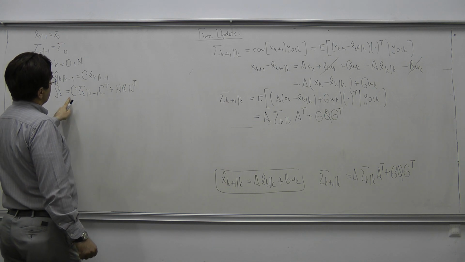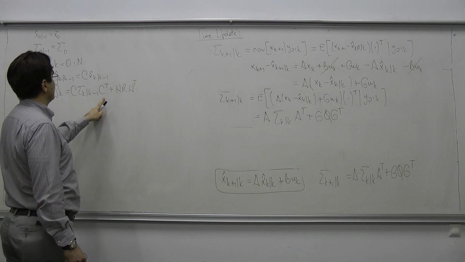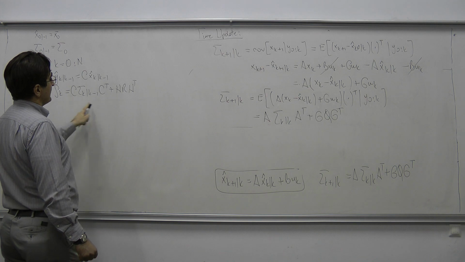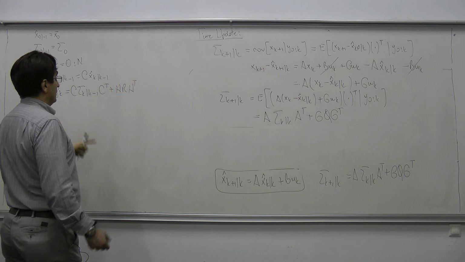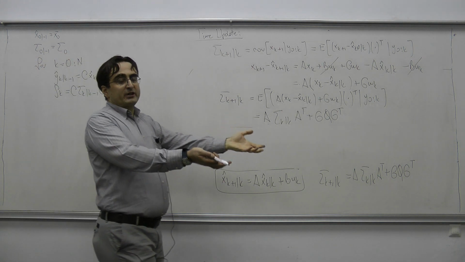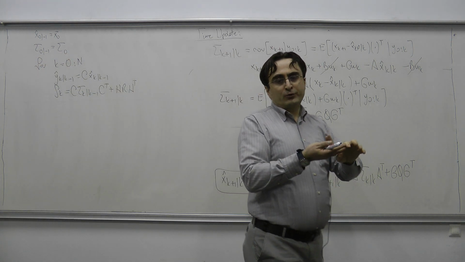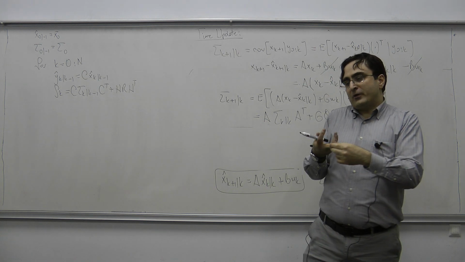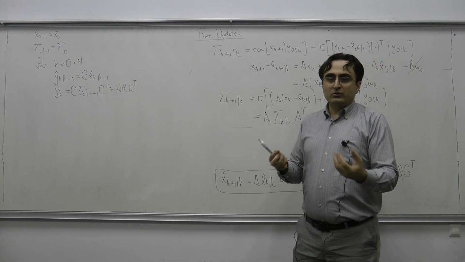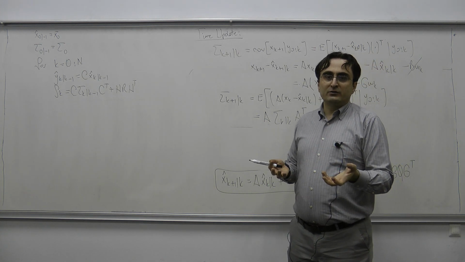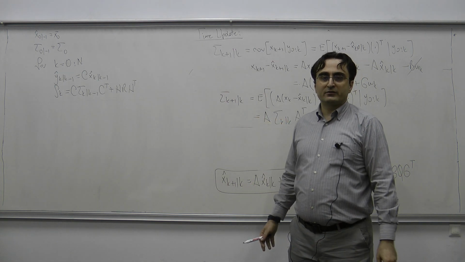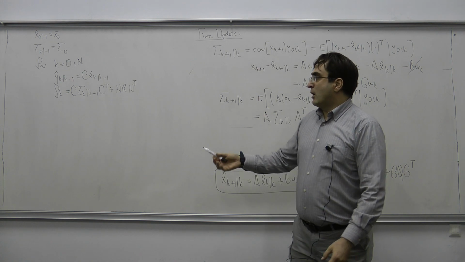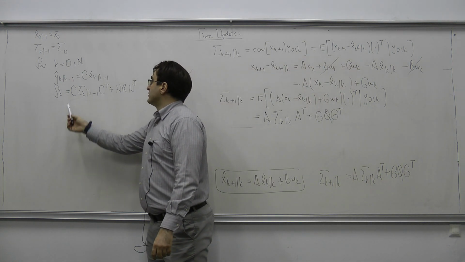Innovation covariance is also composed of two terms. This is the uncertainty in the state. This is the uncertainty of the measurement noise. So when you try to predict the state, there are two factors. The first factor is the uncertainty in your state estimate. You don't know the state exactly when you try to predict the state. That is why this first term comes.